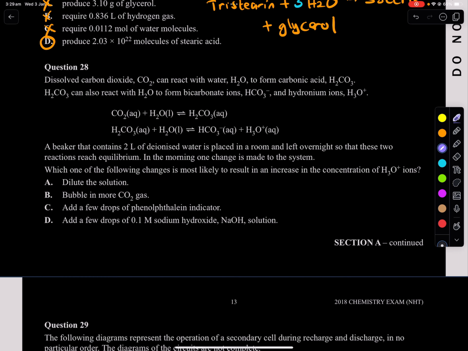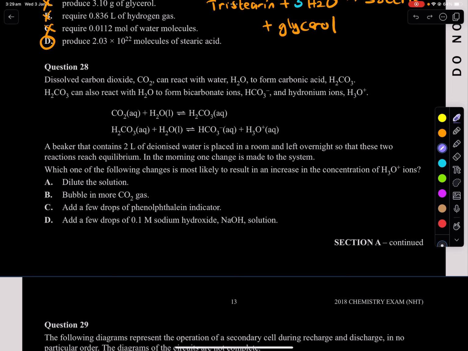Okay, so a beaker that contains 2 liters of deionized water, so imagine normal water, which is that H2O, and because I think the atmosphere has CO2, it's going to react with that water, and it's going to create this, and this reacts again with water, and it gives us these 2 products. That's what's happening. So let's look at what will increase the concentration of H3O+. We want to increase the concentration of that.